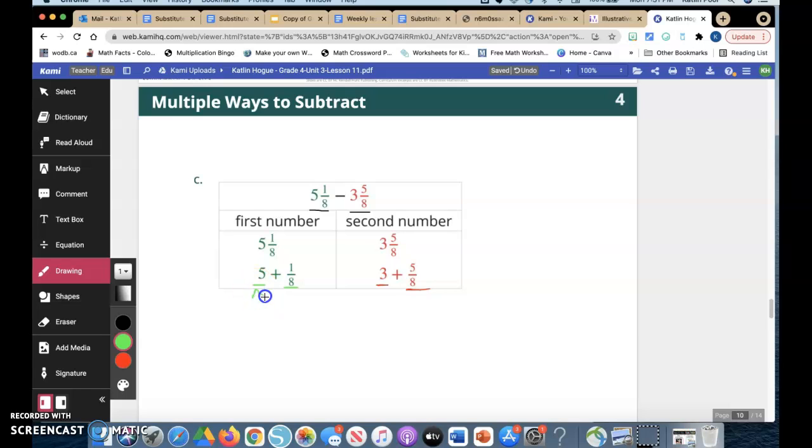You are correct. Let's decompose 5 into 4 plus 1 plus the 1/8 we already had. Now, boys and girls, if we think about what we know about 1 whole, how much would we need to show for 1 whole as a fraction? 4 plus, well, our denominator is 8, so our numerator has to be 8. Good job, guys. Plus 1/8.